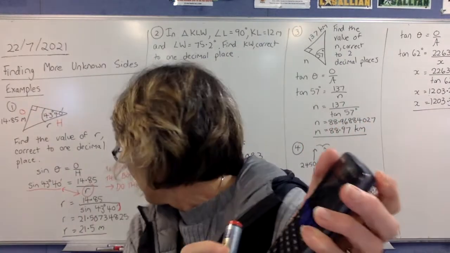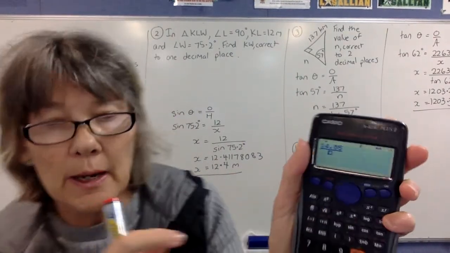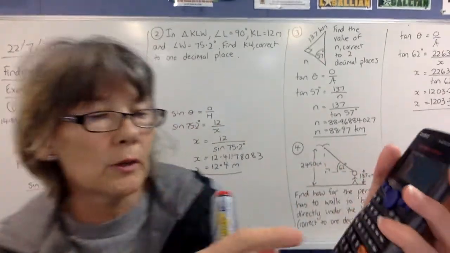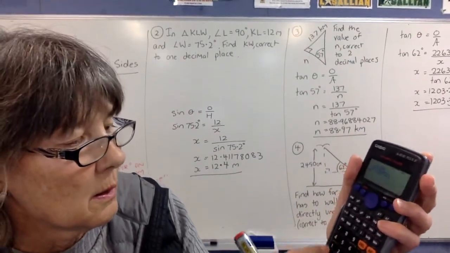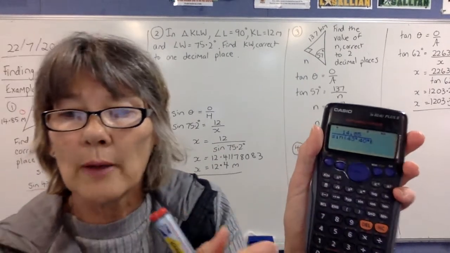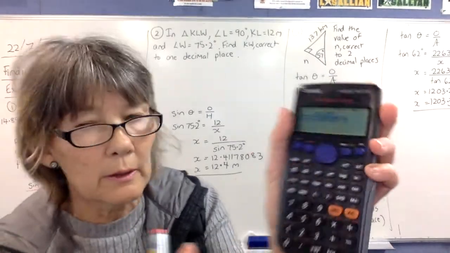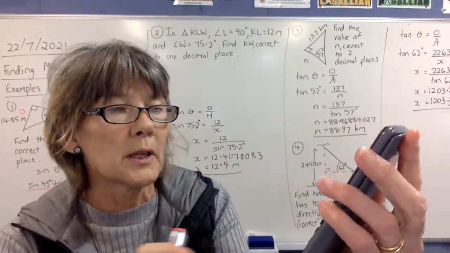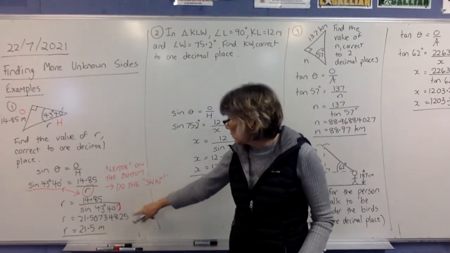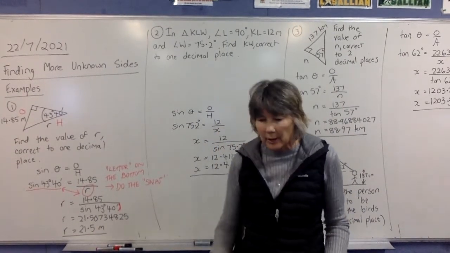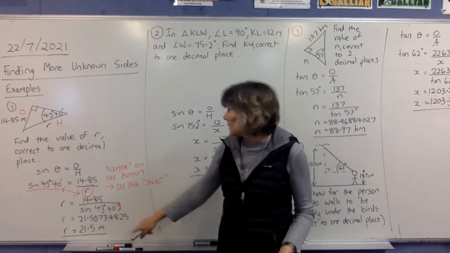Start up your fraction, 14.85 on the top, down arrow, sine 43 degrees 40 minutes. Now, you do have to close that bracket off at the end there. So we'll close off the bracket, it should look like that, press equals, and then you'll get your answer. So it's 21.50734825, rounded off to one decimal place, it's 21.5 metres.